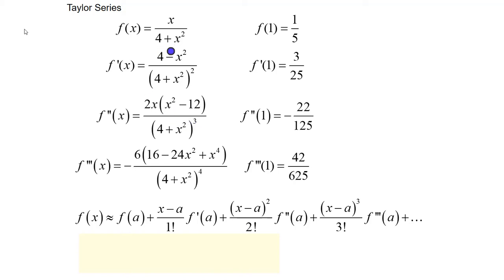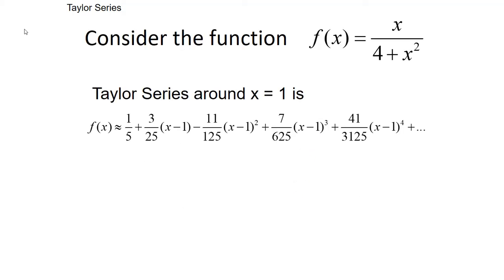You can see that we have 4 plus x squared to a power on the bottom. Each time we use the quotient rule, there is a little bit of cancelling going on. There's a bit of manipulation there. Each time the power on the bottom increases, the top gets that bit more complicated, but you can see 4 plus x squared, well, that's 5. We've got powers of 5 on the bottom line. We're able to evaluate f of 1 and the various derivatives at 1, and when we put them all into the series, this is what we get.